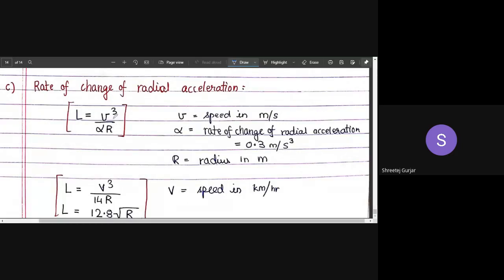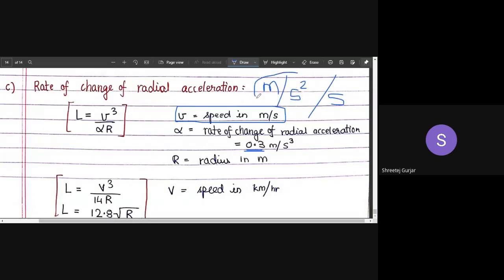v cube by alpha R. You can see it is small v. Okay, small v denotes what? Speed in meter per second. Now, what is alpha? Alpha will be given to you. Alpha is nothing but the rate of change of radial acceleration. It is usually 0.3. Okay, 0.3 meter per second square per second.